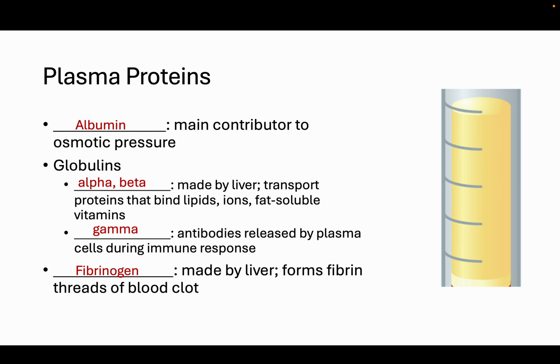And then finally, you have fibrinogen. This is made by the liver. It is about 4% of the plasma proteins and is responsible for forming fibrin during a blood clot, which is an important component of the blood clot.